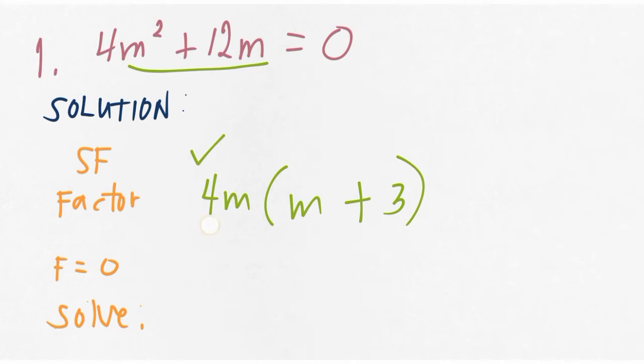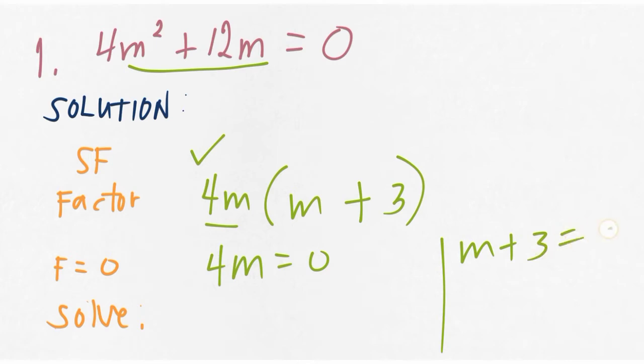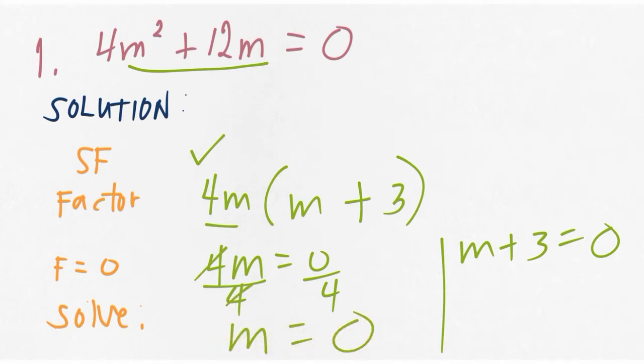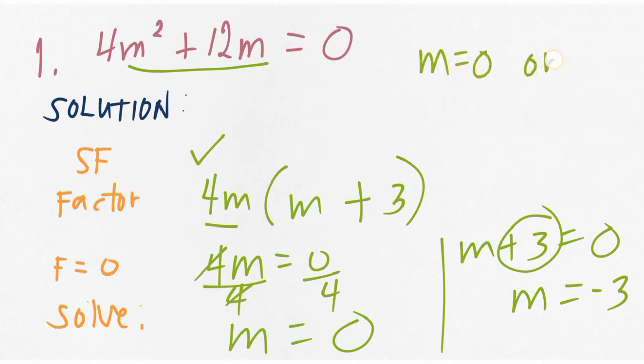Next is to equate each of the factor to 0. So we have 4m is equal to 0. The other one is m plus 3 equals to 0. And then solve for the value of m. So we divide both sides by 4. So 4m divided by 4 is m, 0 divided by 4 is 0. Next is m plus 3 equals 0. So we just transpose positive 3 to the other side. So we have m is equal to negative 3. So the solution for this is m equals 0 or m equals negative 3.